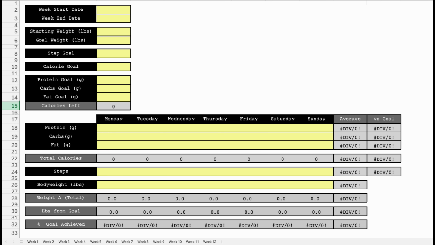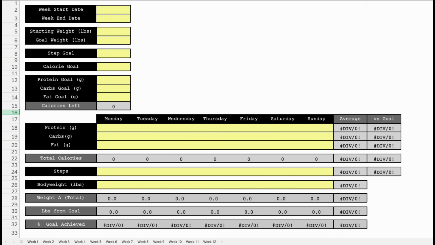Here's what the spreadsheet looks like. I've included 12 weeks, and it's pretty self-explanatory, but let's walk through it. The cells that are yellow require manual input, while the gray cells are all calculations, and you don't want to enter any data in those. This is built out to start on a Monday, but you could always manually change the days here. It just needs to account for a 7-day period in each tab.